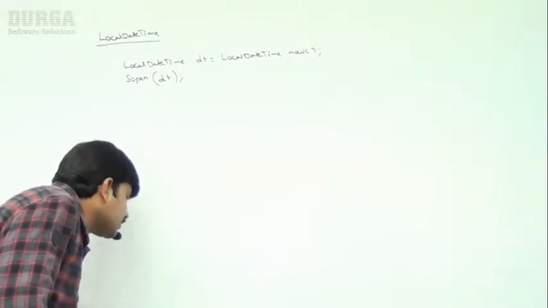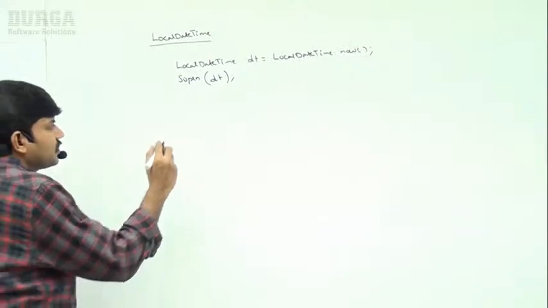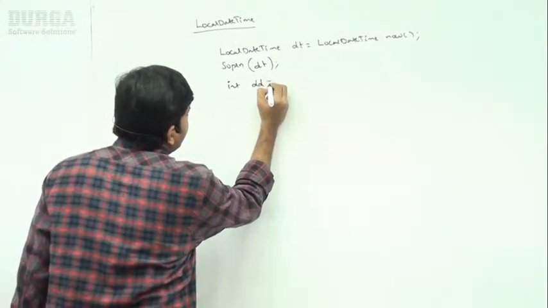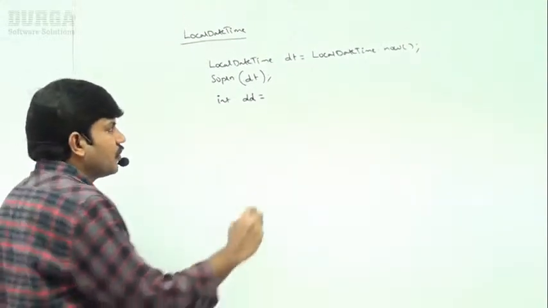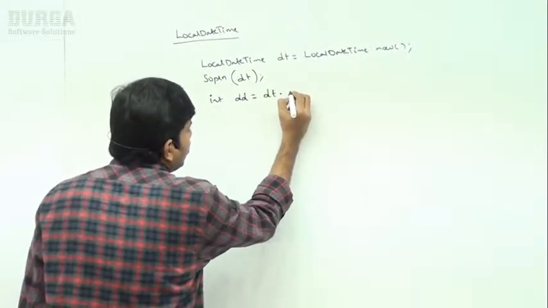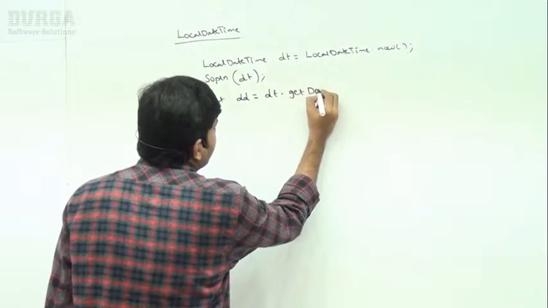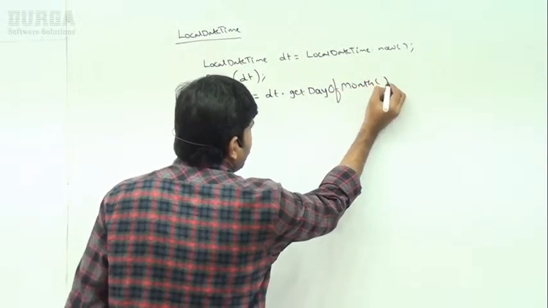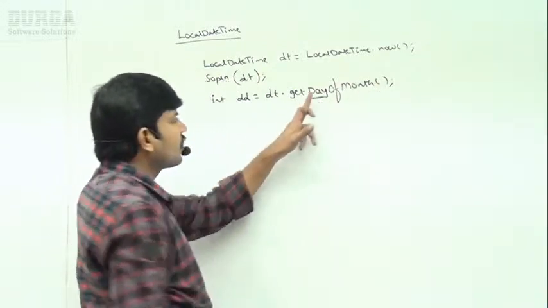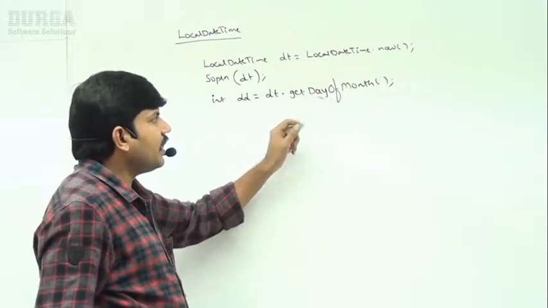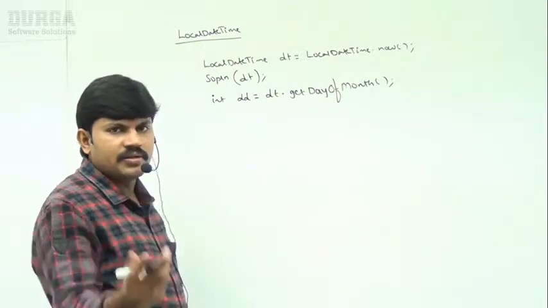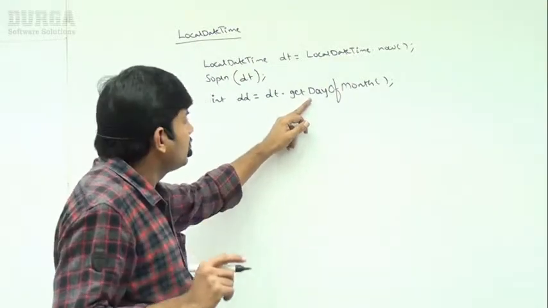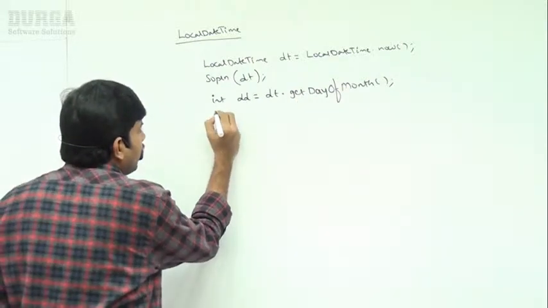Sir, what is the way? Just let me talk, sir. Here, int dd is equal to dt dot getDayOfMonth. In the month, what is the day? getDayOfMonth. Are you getting? I already used this method on the LocalDate object. The same method is applicable here also.